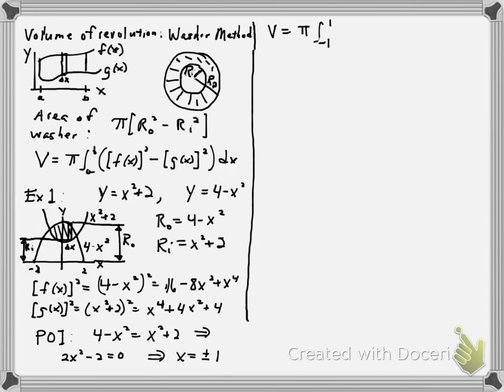So the x to the fourths will cancel. We end up getting a minus 8x squared, then minus a 4x squared. That's going to be minus 12x squared. And then the 16 minus 4 will be positive 12. So the integrand will be minus 12x squared plus 12 dx. This will be the volume of that solid object.